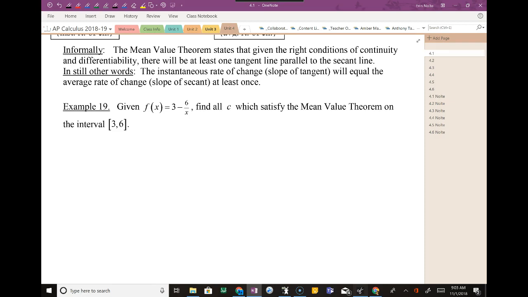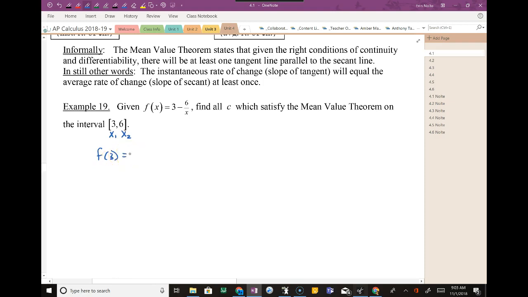So if we're working with the secant part, we're going to find the slope that exists between 3 and 6. Remember, 3 and 6 are both which kind of values? X values. So this is my x1 and 6 is my x2. For me to find the slope between them, I have to find their corresponding y values. So how do I find corresponding y values? Plug them in.